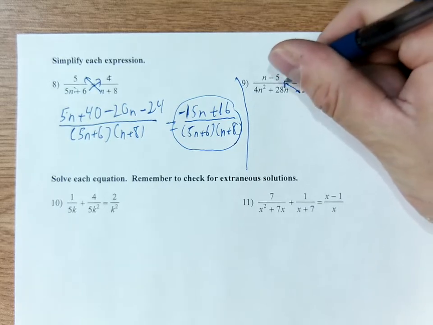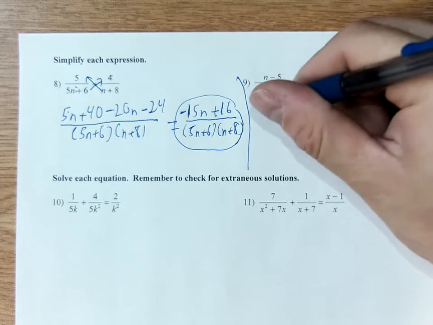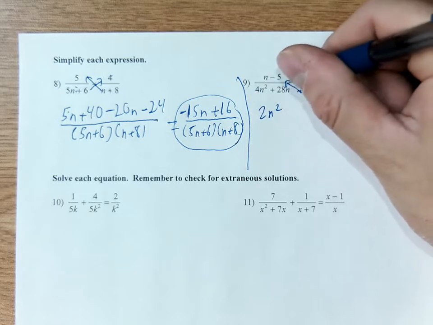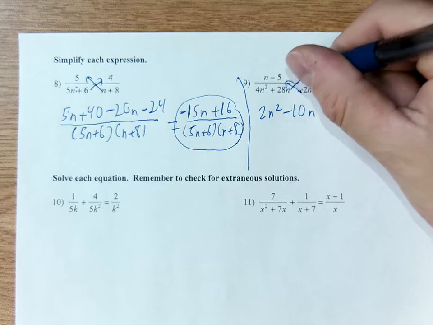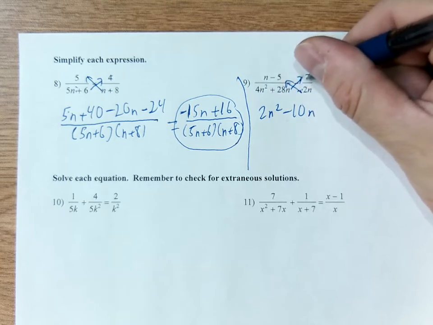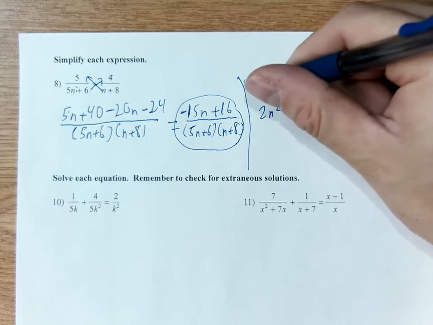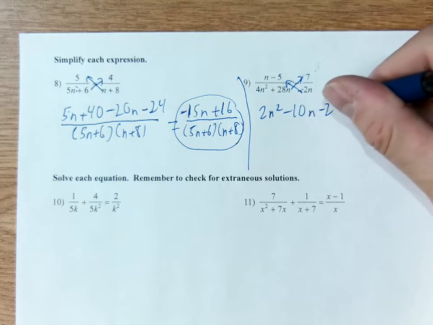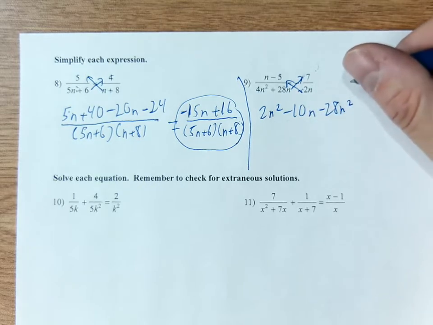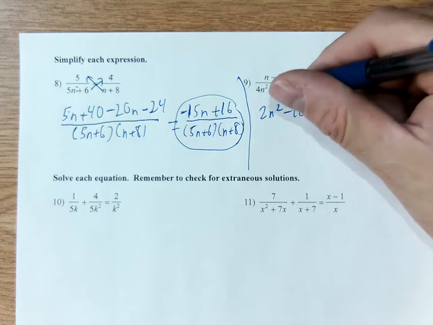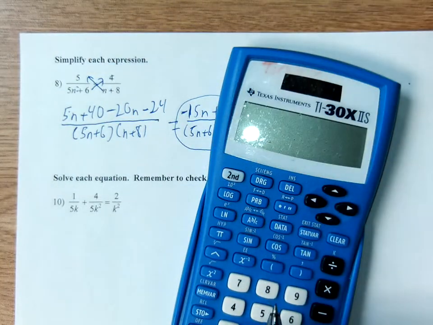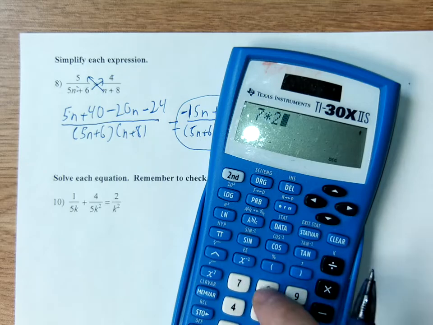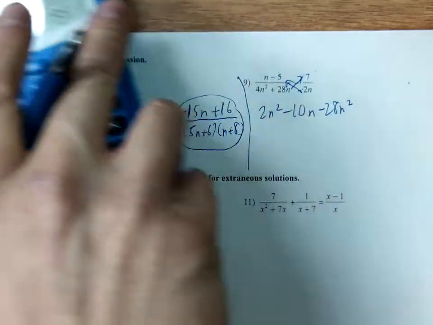Anyhow, multiply here. 2n times n, 2n squared. 2n times minus 5, minus 10n. Again, that's negative 7. So it's going to be negative 7 times 4n squared. So that's minus 28n squared, not plus, minus. And then here, 7 times 28. You can use the calculator, of course, on the test. I would recommend that. 7 times 28 to get that value out correctly, 196.